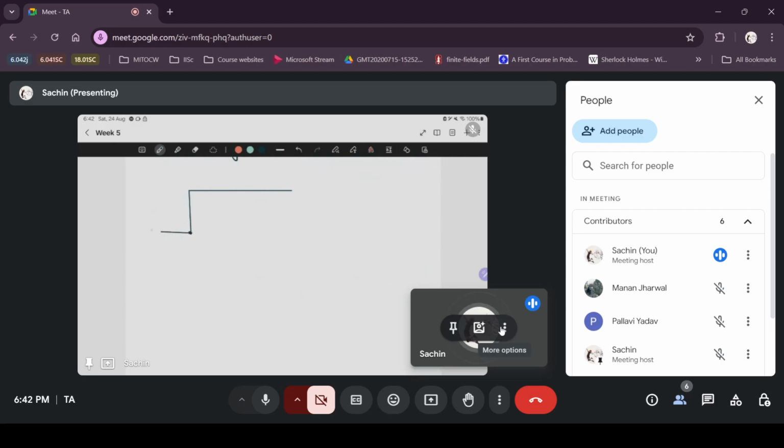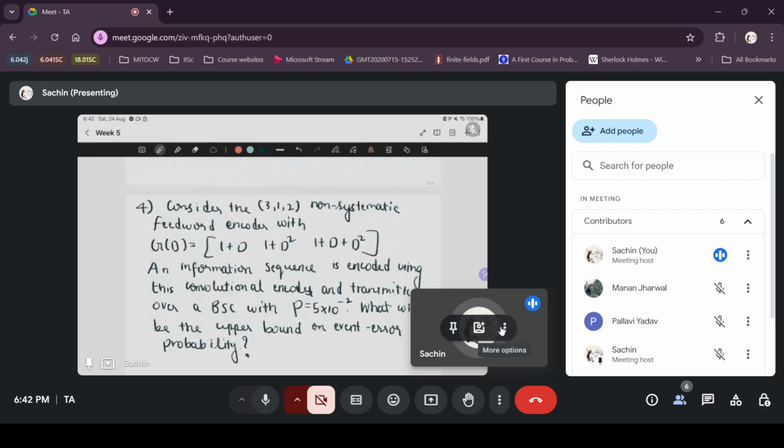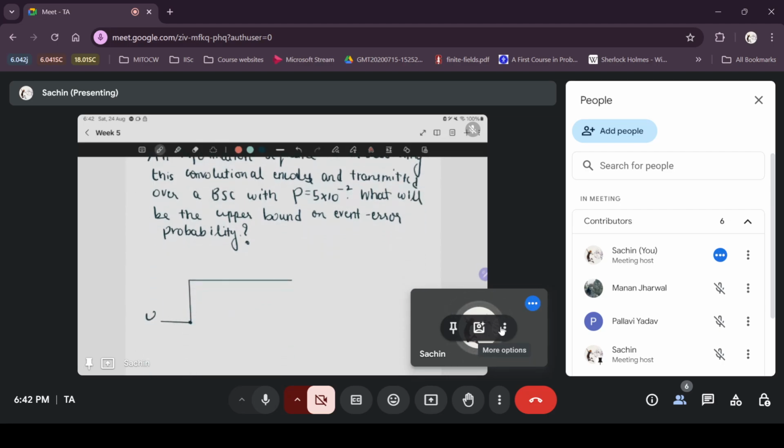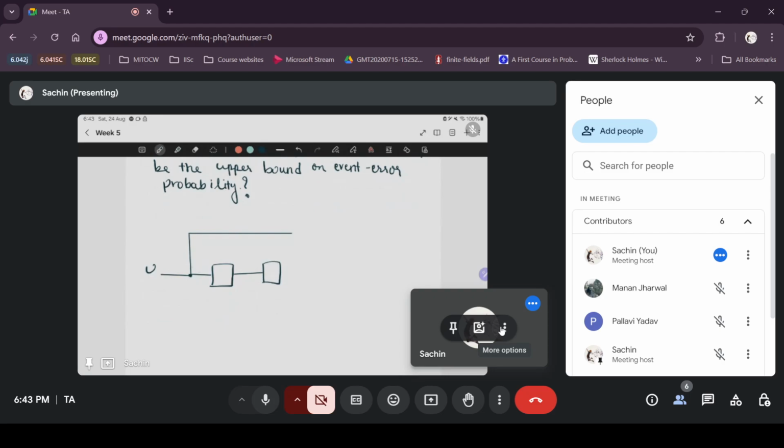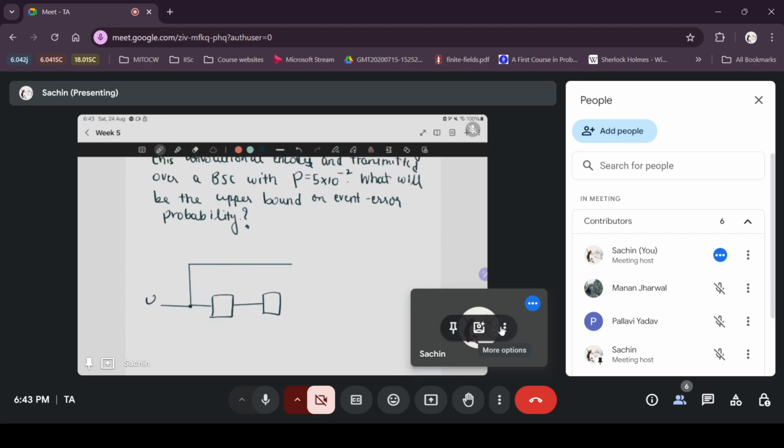this encoder is like this. You have one bit. It's a (3,1,2) encoder. So this is (n, k, m). K is 1, there is only one information bit at a time. Three output bits, so n is 3. And the memory order is 2, so there will be two memory elements. This is a delay element, this is a delay element. You'll get u, here you'll have Du, and this will be D squared u.